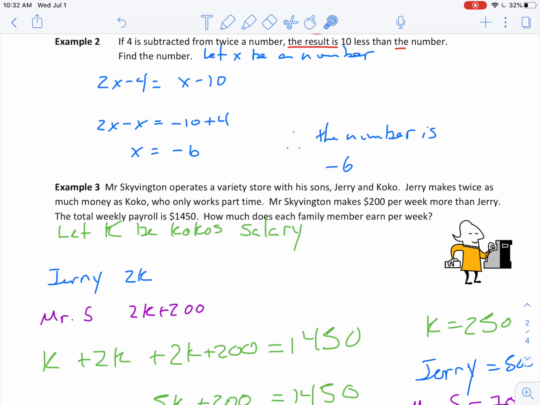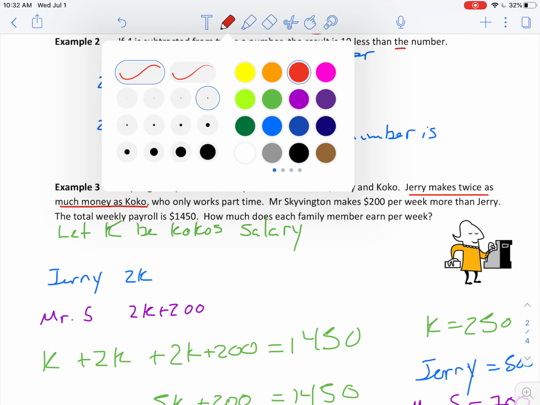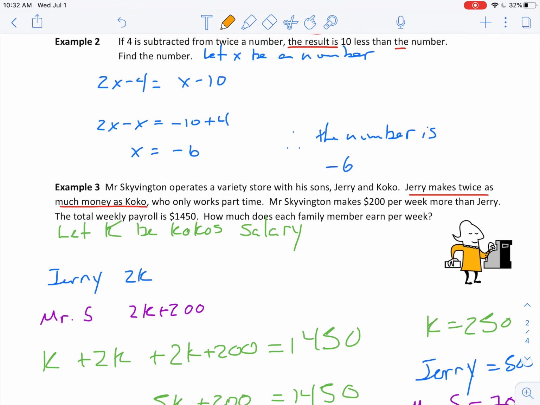So we're only going to be comparing it to Coco. So we're going to say let K be Coco's salary, because we have pieces of information such as Jerry makes twice as much money as Coco, and then Mr. Skivington makes $200 more than Jerry.